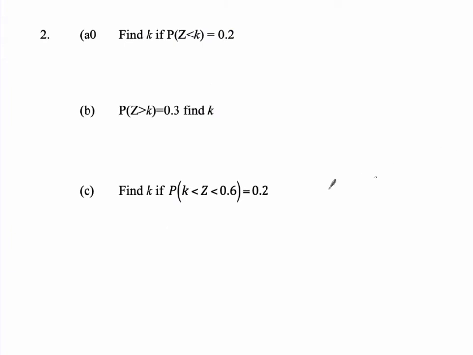And lastly, let's check this probability out on the graph. We've got zero in the middle. We don't know if k is to the left or right of the middle, but let's just put k here somewhere. And between k and 0.6, which we know is over here to the right of the mean, this area here is 0.2.